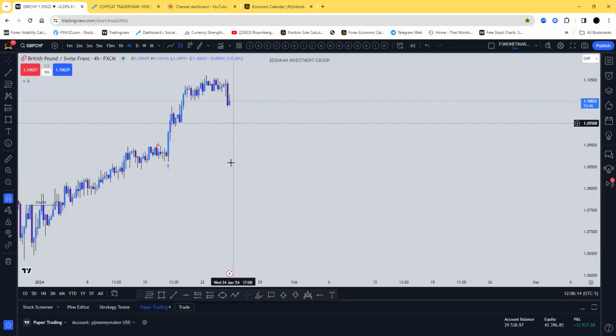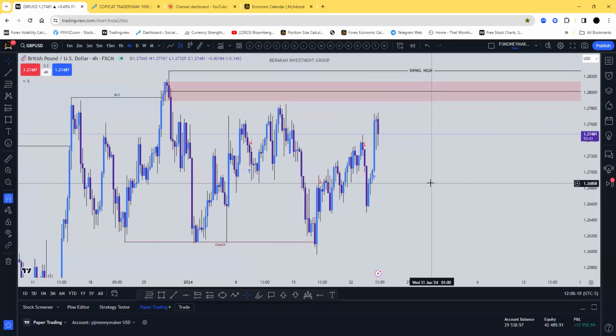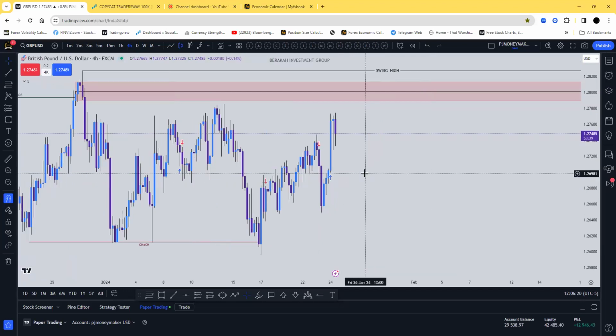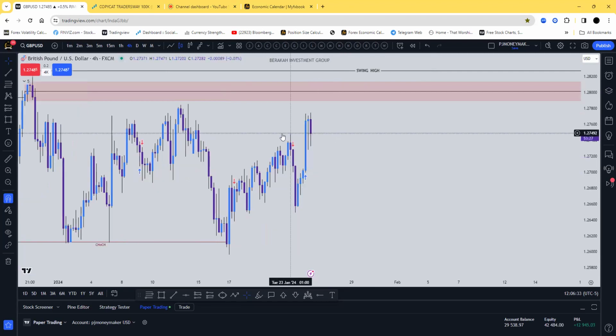Little GBP CHF, same thing, waiting for the pullback. Driven with GBP USD, I told you in the last video it's gonna go all the way. It broke this. This one was an order block. It got broken right here. Okay. Got broken right here.